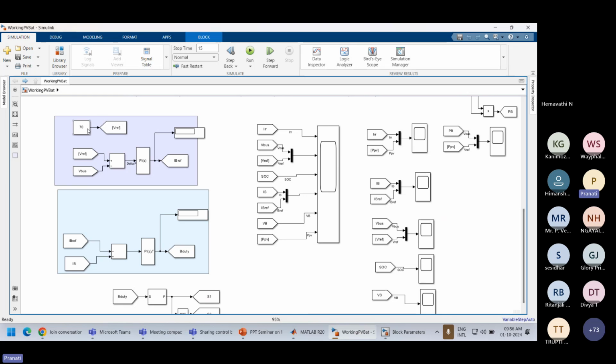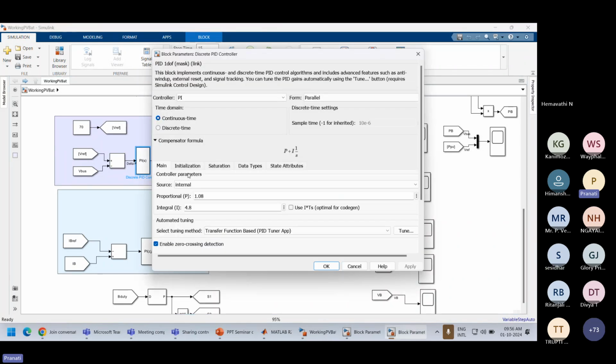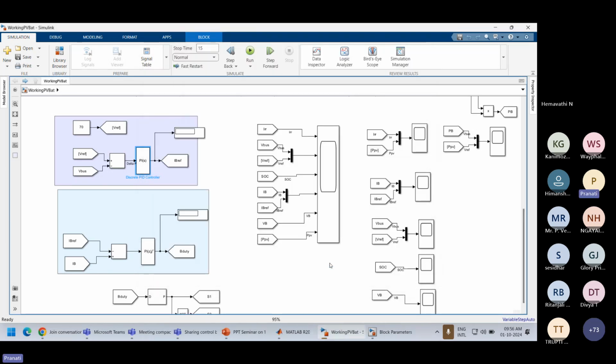Now, 70 volt is taken as the reference value of the V reference. The V reference and V bus are compared. Rather, V bus voltage is compared with the 70 volt. The difference is passed through a PI controller. See, the PI controller has proportional and integral KP and KI values. Then it produces a reference value of the battery current, which we can see through our display also.